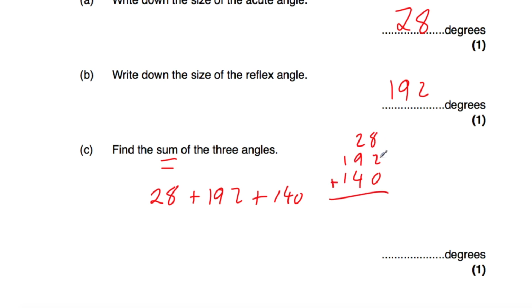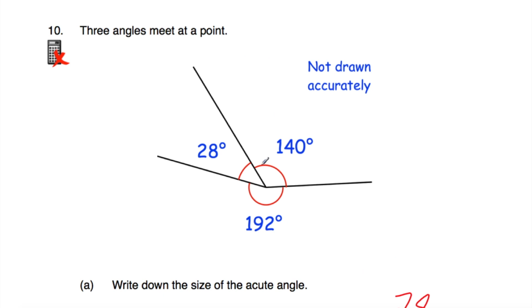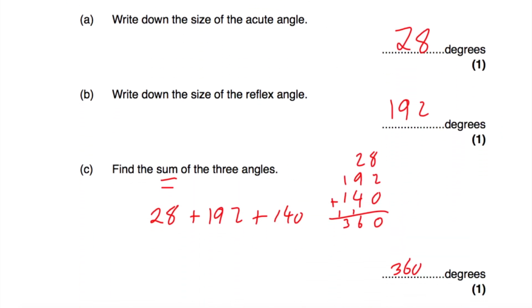8 plus 2 is 10, plus 0 is equal to 10, so 0 and then over 1, carry it over. 2 plus 9 is equal to 11, plus 4 is equal to 15, plus another 1 is equal to 16, so put a 6 down, carry on. And 1 plus 1 plus 1 is 3, so that's equal to 360 degrees, and that makes sense because we've got three angles that meet at a point. And remember that the angles at a point add together to be 360 degrees, a full turn. So I'm glad that those added together to be 360 degrees, and that's it, 360.